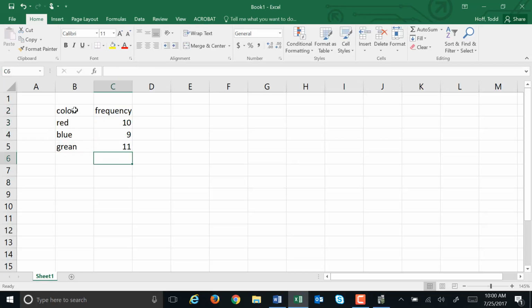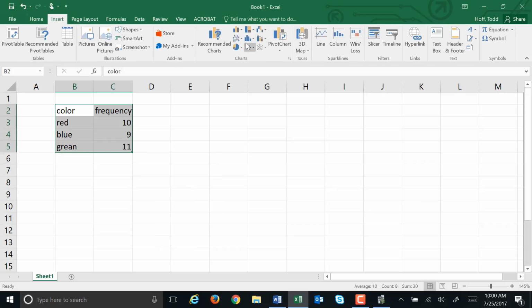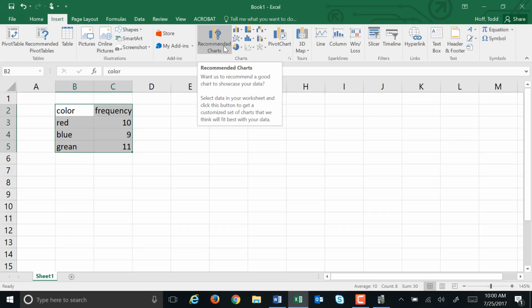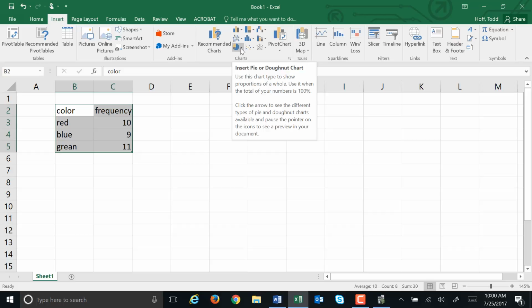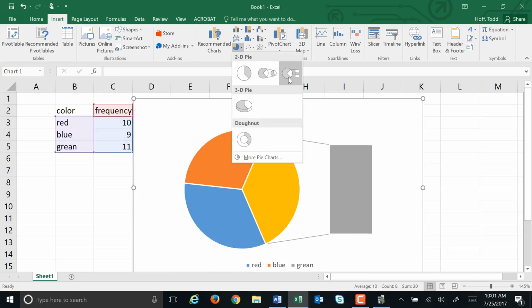I make my little table. I highlight the whole table. I go to Insert. Go to Charts. Here's Circle Chart, Pie Chart. I can pick whichever style I want it to be.